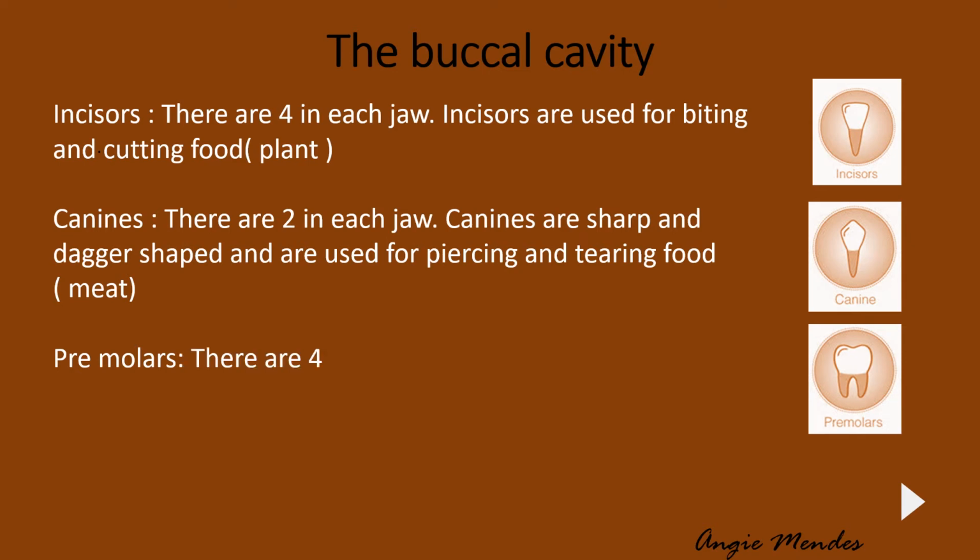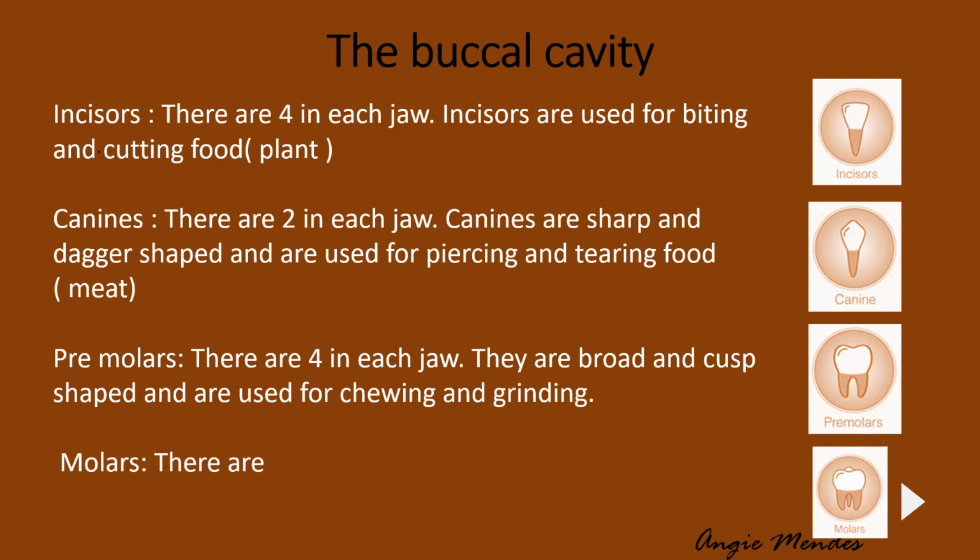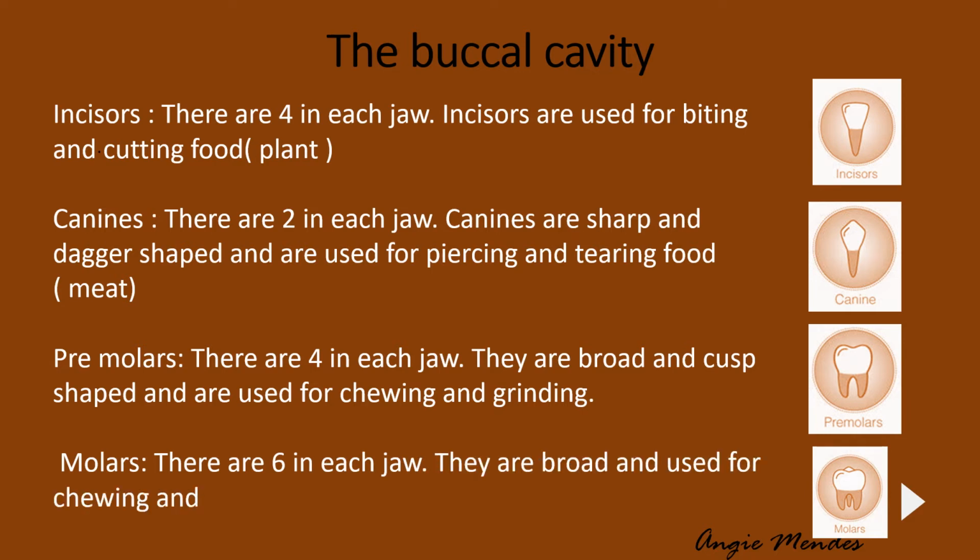Premolars. There are four in each jaw. They are broad and cusp-shaped and are used for chewing and grinding. Molars. There are 6 in each jaw. They are broad and used for chewing and grinding food.